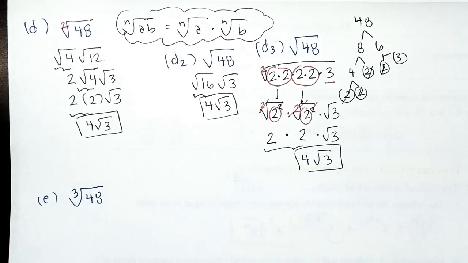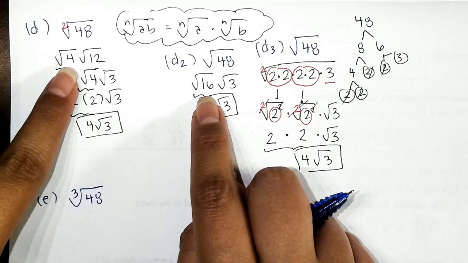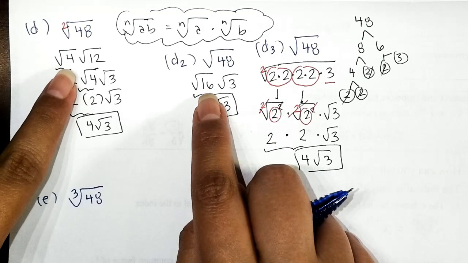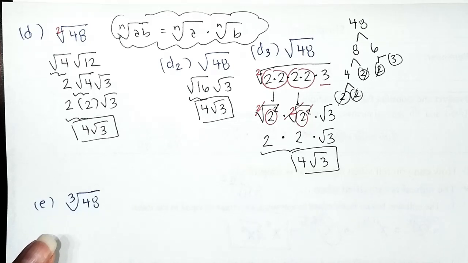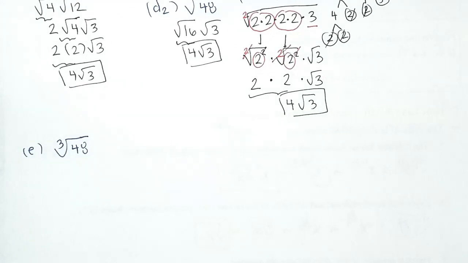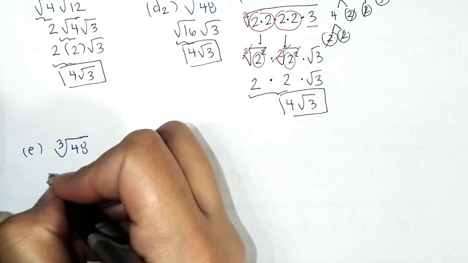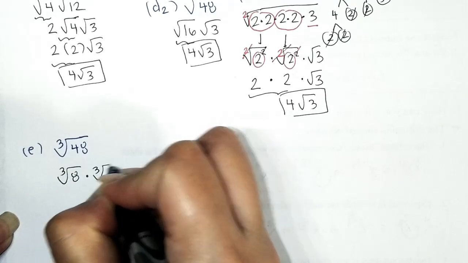Okay, so when we had the square root of 48, I'm like, oh, it would be nice if I can think of a perfect square factor. First time around we thought of 4, second time around we thought of 16. Now that the index is 3, I don't have a lot of practice with those, but it would be nice if I can think of a perfect cube factor. I'm gonna go ahead and cheat. I think a perfect cube factor is 8. So we're gonna write this as cube root of 8 times cube root of 6.